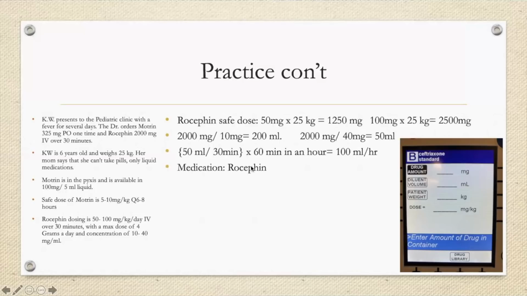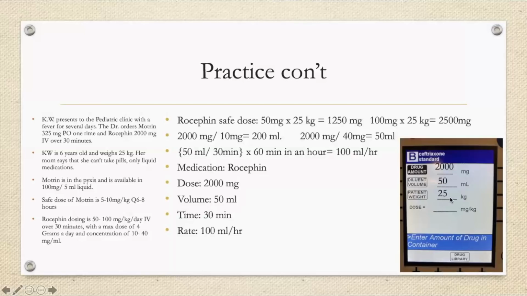So our medication is Rocephin or ceftriaxone. Our dose is 2,000 milligrams. Our volume is 50 mils. Our time is going to be our 30 minutes, and our rate would be 100 milliliters per hour. And then we're just going to enter it right over here, 2,000 milligrams, and our volume, 50 milliliters. Our patient's weight, we know, is 25 kilograms, which gives us that dose that's automatically calculated at 80 milligrams per kilogram, which is within our safe dosing.